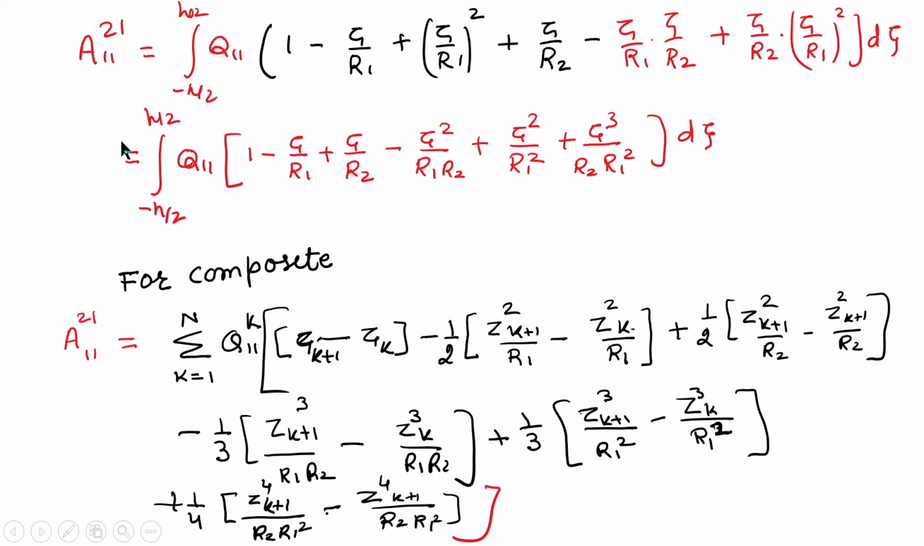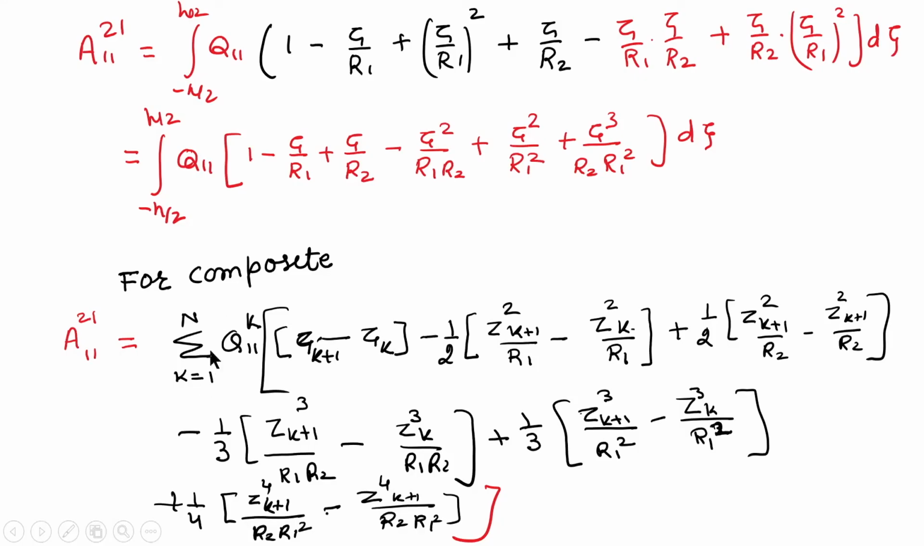In the case of n layers, you have to do layer-wise addition. The first term Q11: at each layer the stiffness will be different. So, let us say k goes from 1 to n, Q11 of k, where k is the kth layer, 1, 2, 3 and so on. Very first, let us say k is equal to 1, then this term. This integration will give you zeta, and if you put the limits plus h by 2 to minus h by 2, it is the coordinates of the top minus the coordinates of the bottom.